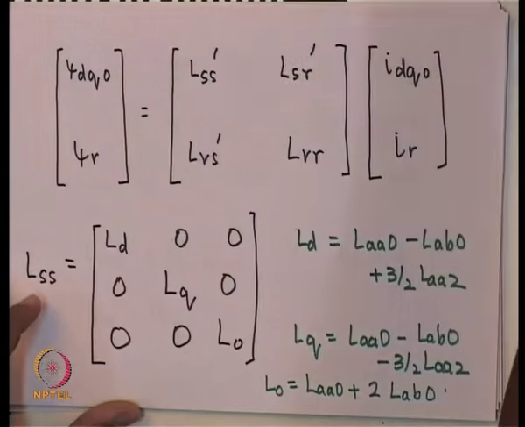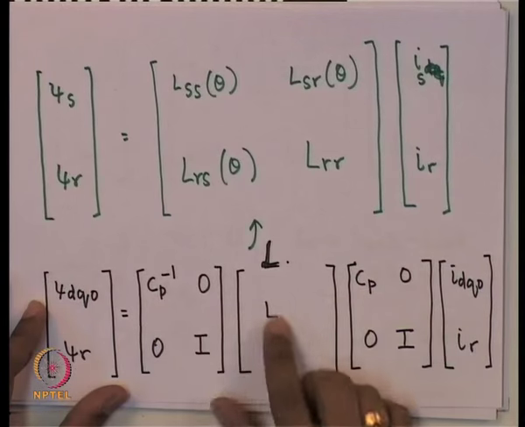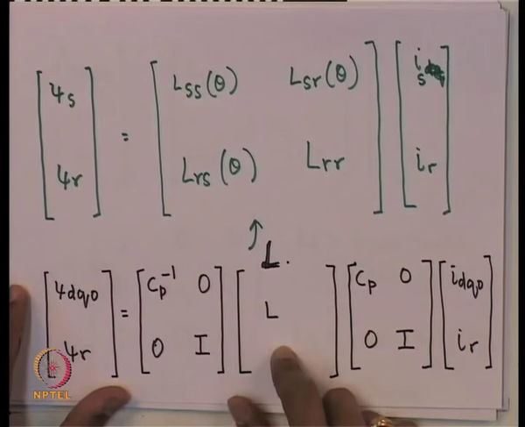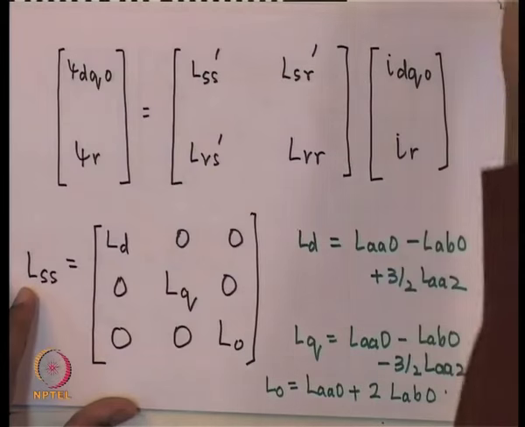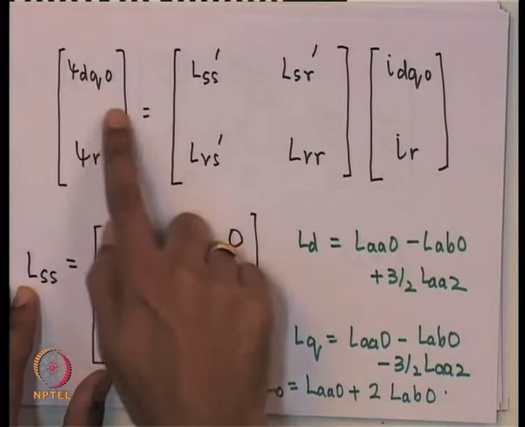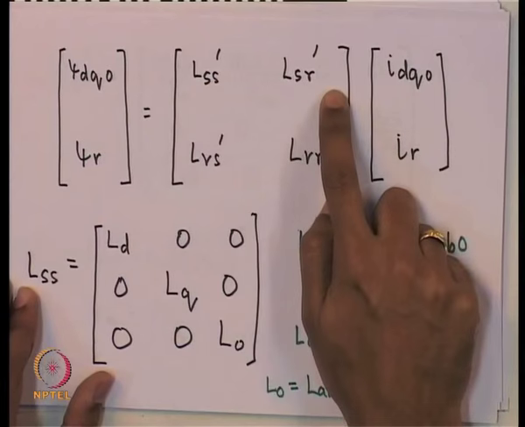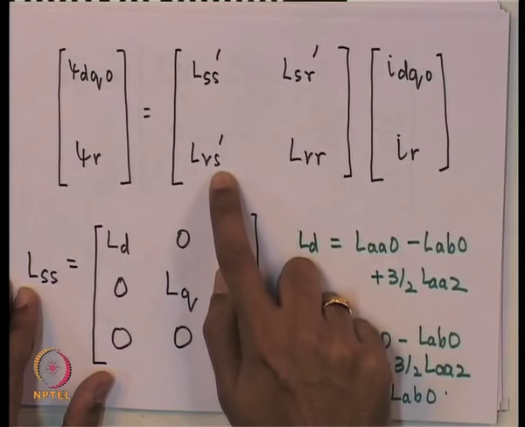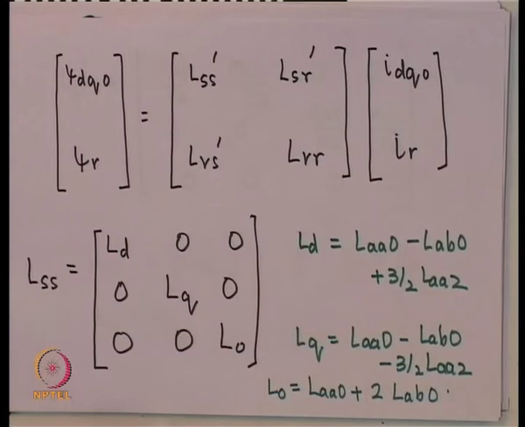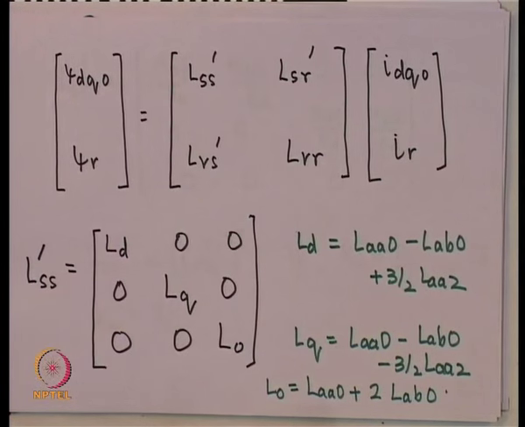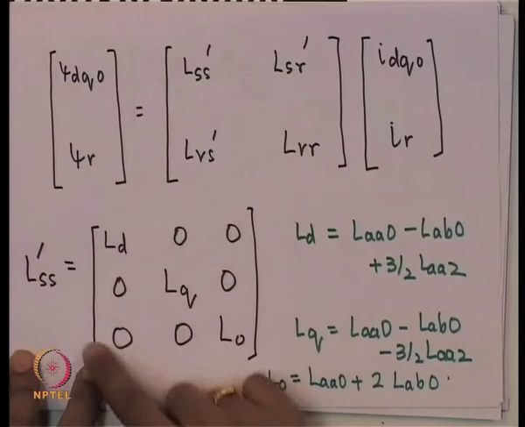Now, the good thing which we saw in the last lecture was when we worked out one particular term in this L matrix. But I encourage you to actually try to evaluate the complete L matrix. If one evaluates it, one will find this new relationship, where I have called these LSS dash, LSR dash, LRS dash, and LRR, which of course remains unchanged. LSS dash turns out to be a diagonal matrix. That is an interesting thing.